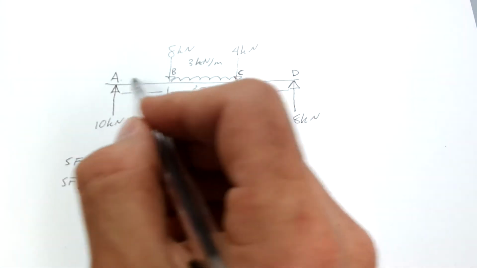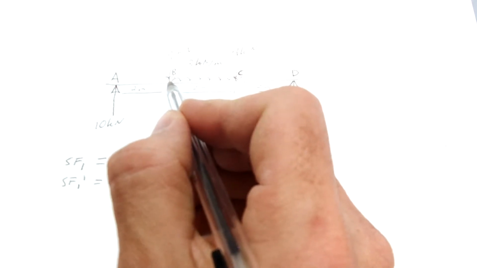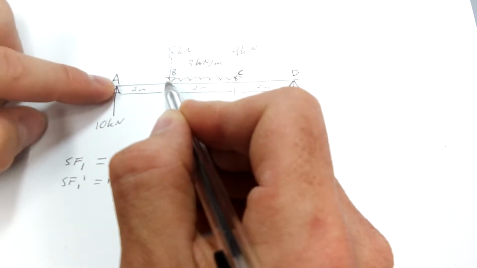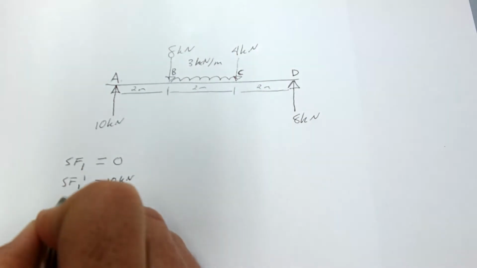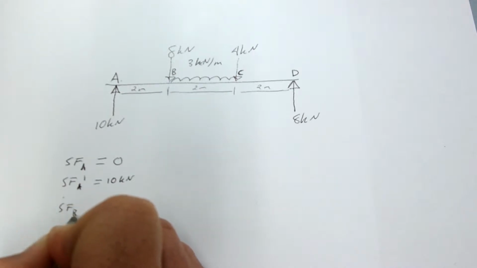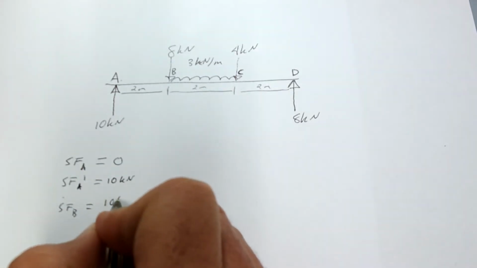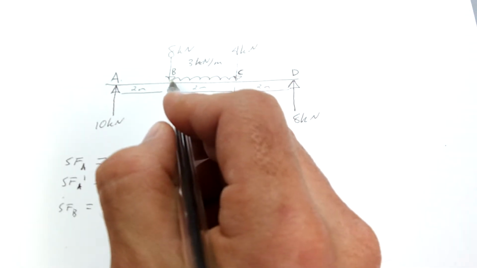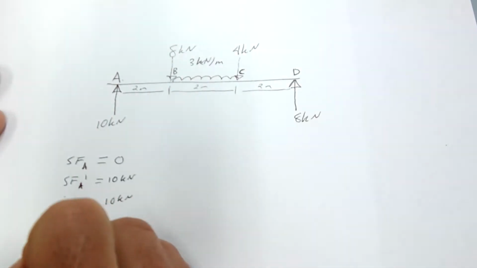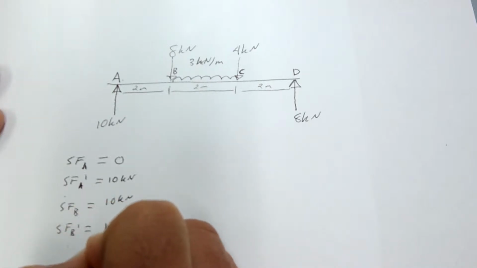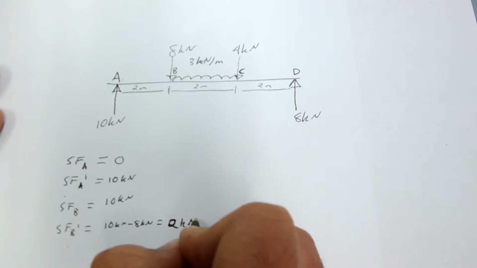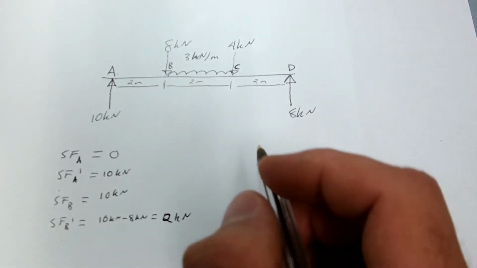Okay. Now let's go to the next point B. Put your finger right on the actual point. Just to the left of the point B, what force do we have? Only 10 kilonewtons going in the vertical direction. So let's call this, sorry, this is shear force A. Shear force B, just to the left of that, is 10 kilonewtons. Now just to the very right of that point, I will have 10 in the positive and 8 in the negative. So let's call that shear force B prime is equal to 10 kilonewtons, take 8 kilonewtons, which is 2 kilonewtons.